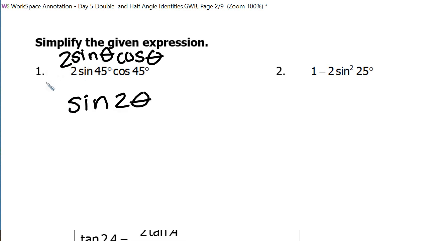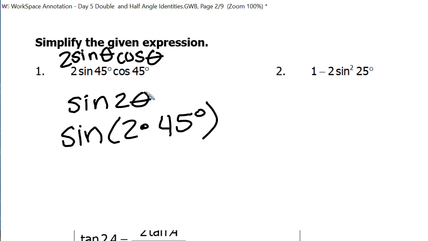But they're not using theta. What are they using for theta? 45 degrees. So we need to do 2 times 45 degrees. So this is a double angle identity. It's being multiplied by 2. And simplify. This can be simplified with 2 times 45 degrees, which is 90 degrees. Sine of 90 degrees.